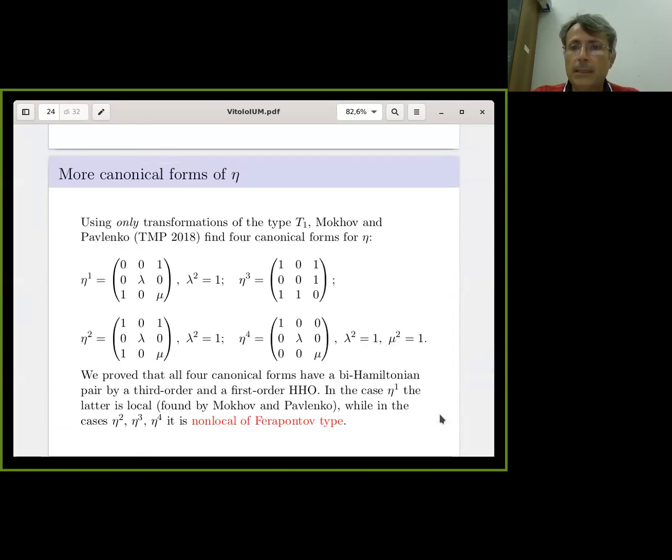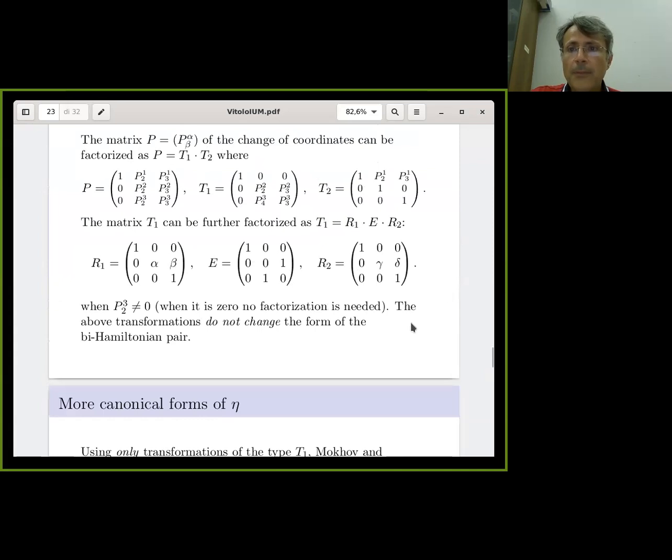Then what happens is that there is a very interesting paper, which, by the way, inspired this research, I shall say, by Mokhov and Pavlenko. They dropped the requirement of quasi-homogeneity on the solutions of WDVV, so there is no such reduction. And they used only transformations of type T1, so this type here. So transformations of type T2 and T3 in the language of the WDVV equation, or X and T in the language of hydrodynamic type systems.